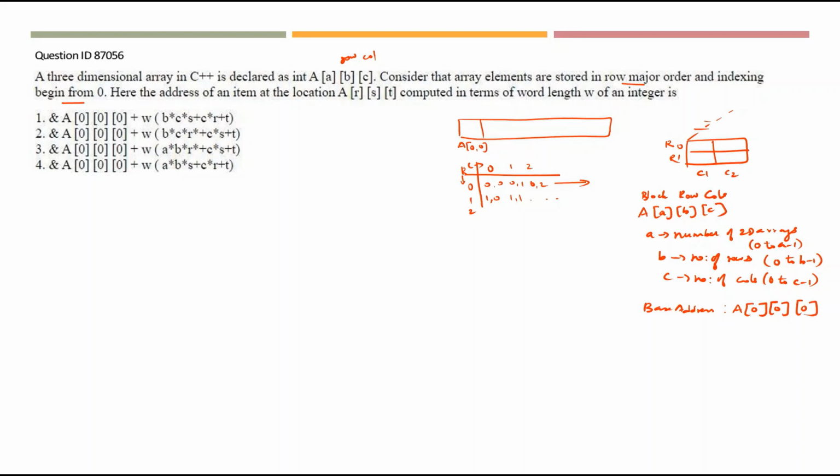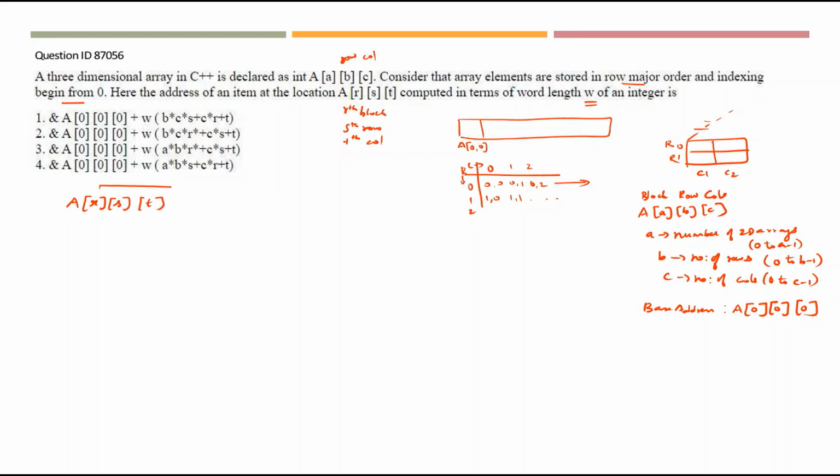Now they are asking for an item in the location A[R][S][T]. It means it is the rth block, sth row and tth column, computed in terms of word length W. So once you find that location, you have to multiply it with the word length of integer W. Let's interpret A[R][S][T].